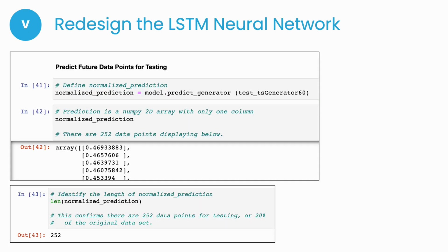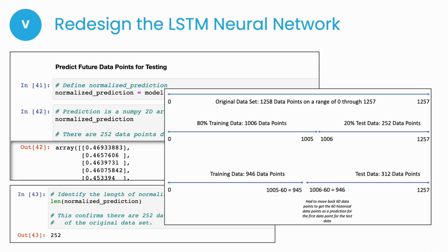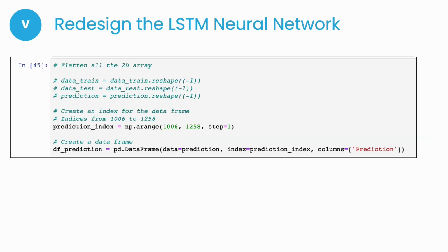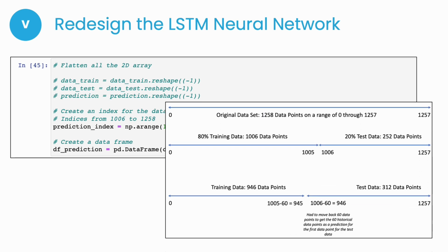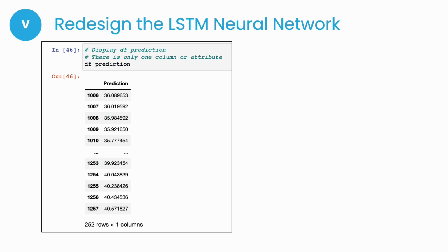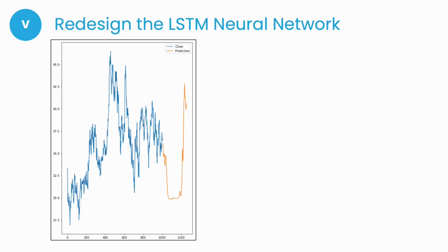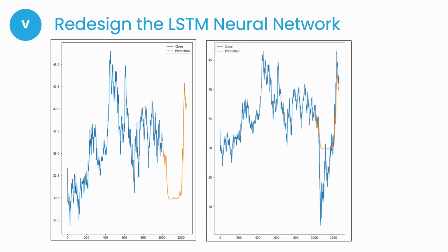Next, we see the updates for testing now showing 252 data points, representing 20% of the data set. Flattening the array means I adjusted the indices with the new values of 1006 and 1258. And displaying the prediction data frame shows 252 rows and 1 column. Here's the updated close versus prediction graph from training, and it's not looking great. Here's another view, and the prediction is bottoming out around $30 for a few months, then catches up to provide a good prediction later in the year.